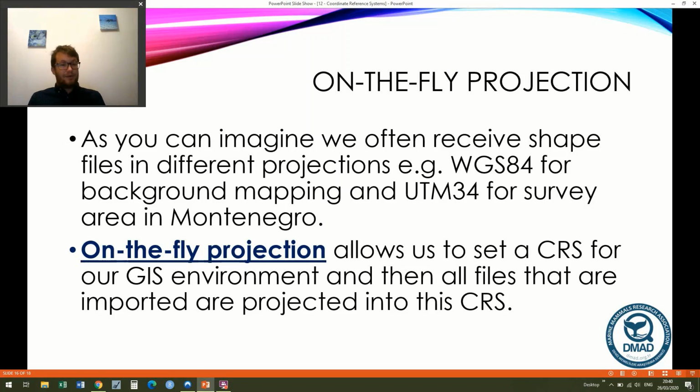And we have this tool called on-the-fly projection, which is present in QGIS, and that allows us to set a CRS, a coordinate reference system, for our GIS environment. And then all files imported into our GIS environment are projected automatically into this CRS, and we can turn that on and off depending on the work we're doing, and I'll show you how to do that in either the next lesson or one of the other lessons.